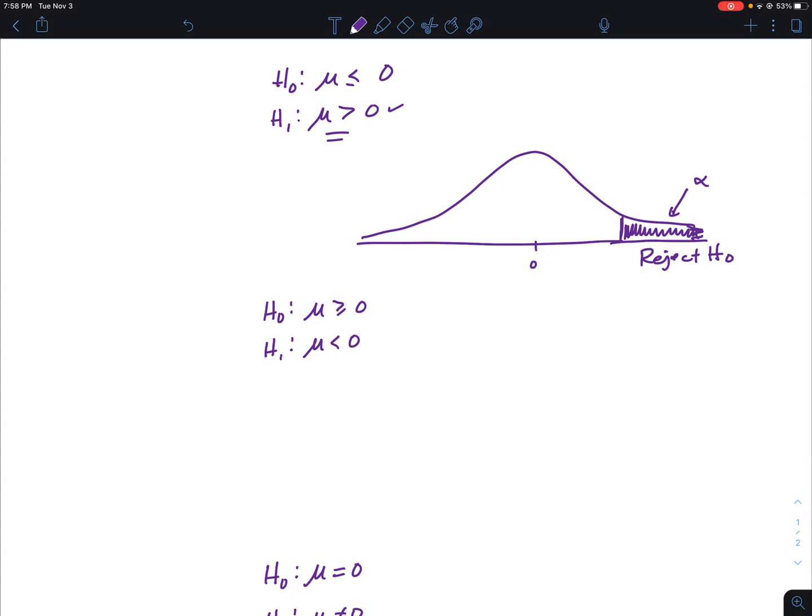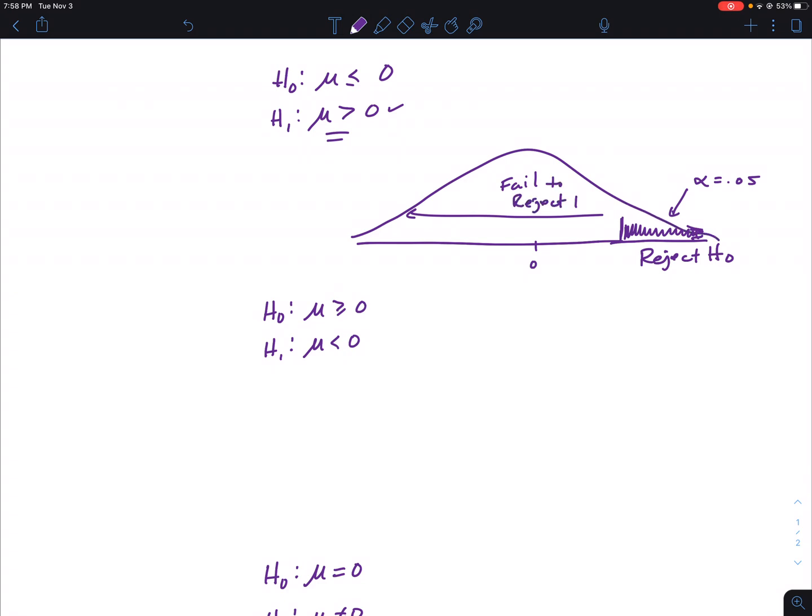So if alpha were 5% or something like that, then we've only got this little 5% area to reject H naught. Then everything down this way, the other 95%, is going to be in the fail to reject. Of course, I just erased the whole normal curve. So this is going to be our fail to reject H naught.